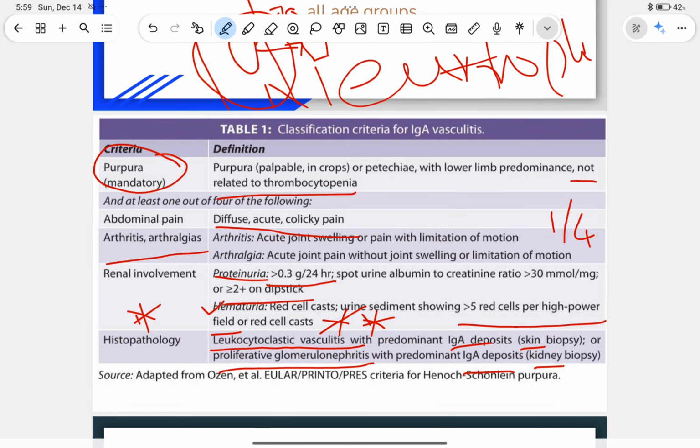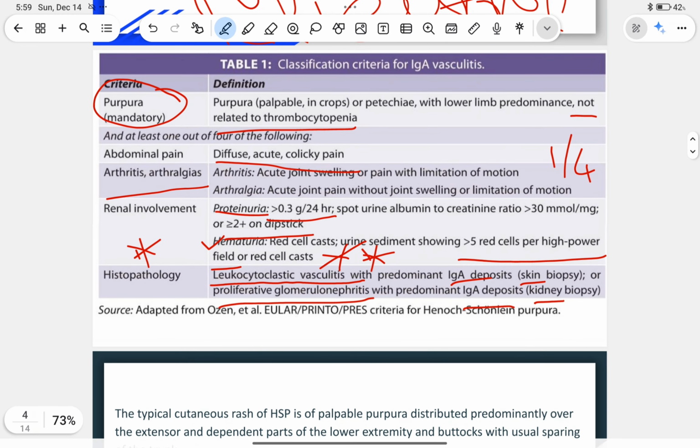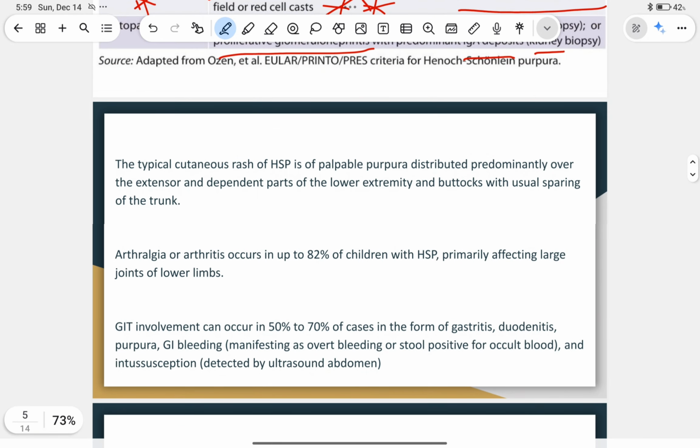If you do histopathology, you can see in the skin there is deposition of IgA along with leukocytoclastic vasculitis. In kidney there is deposition of IgA with mesangial-proliferative glomerulonephritis. Next, going to next. So whatever we discussed, we can see here.